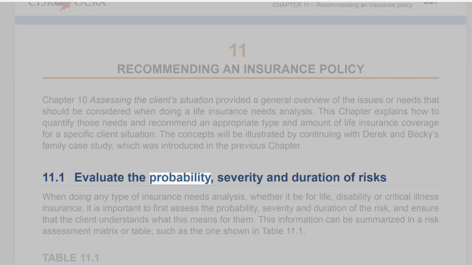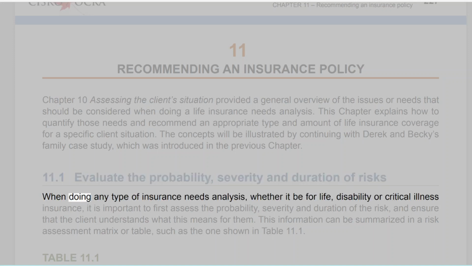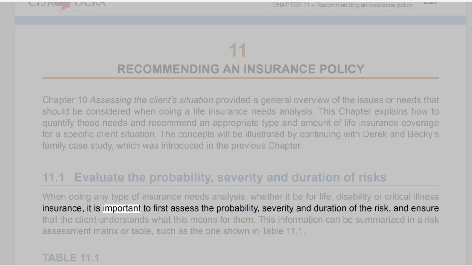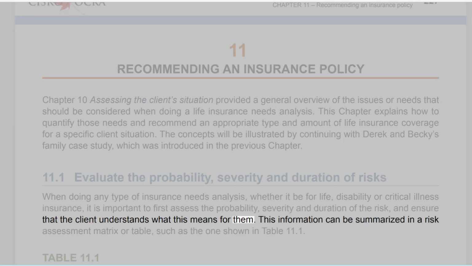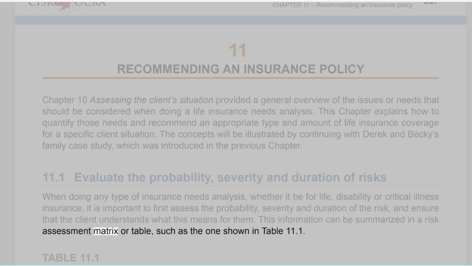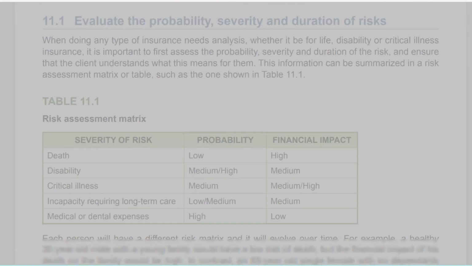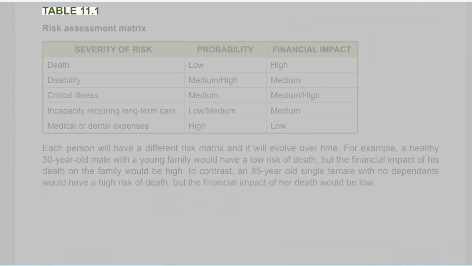11.1 Evaluate the probability, severity, and duration of risks. When doing any type of insurance needs analysis, whether it be for life, disability, or critical illness insurance, it is important to first assess the probability, severity, and duration of the risk, and ensure that the client understands what this means for them. This information can be summarized in a risk assessment matrix or table, such as the one shown in Table 11.1. Table 11.1, Risk Assessment Matrix.